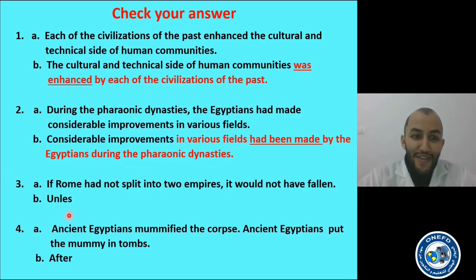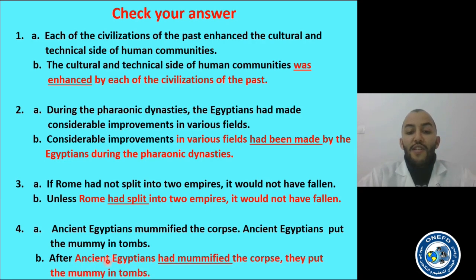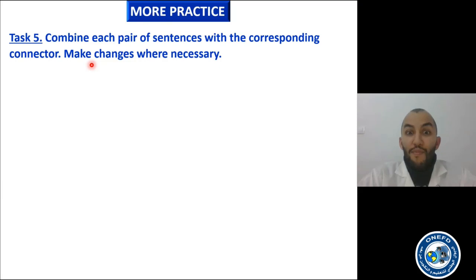Number 3. So here we have unless, right? So unless Rome had split into two empires, it would not have fallen. All right, number 4. After, remember that, we've seen it before. After the ancient Egyptians had mummified the corpse, they put the mummy in tombs. All right? Okay, good job, guys. More practice.